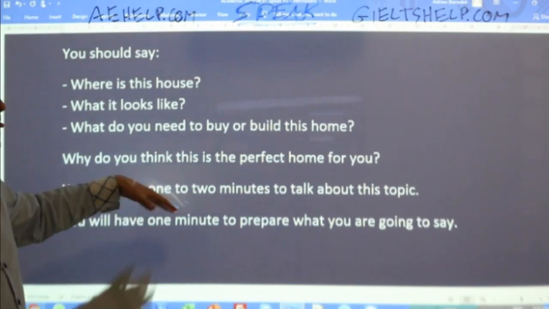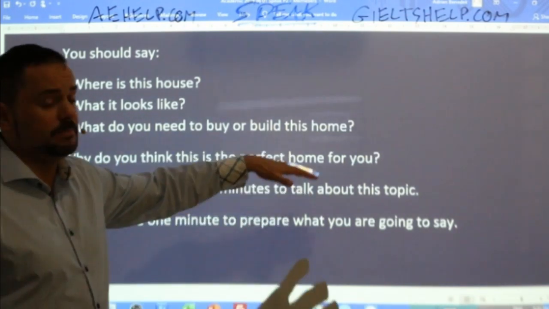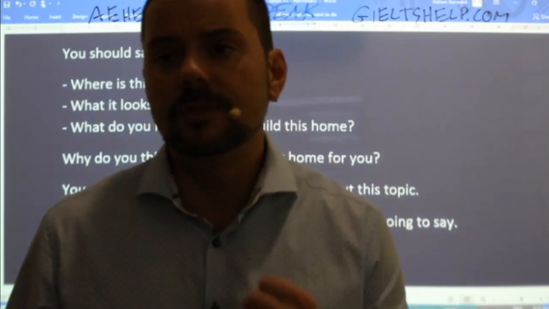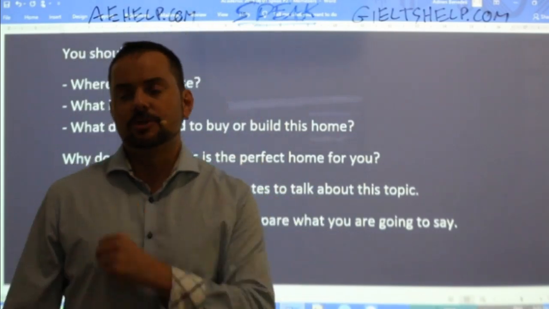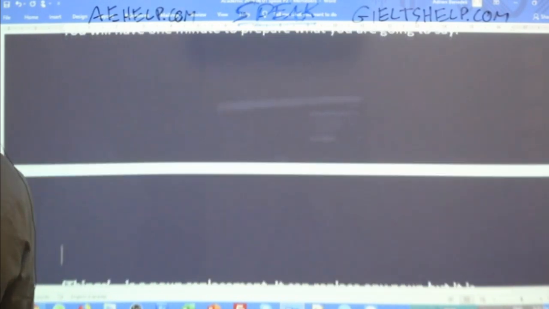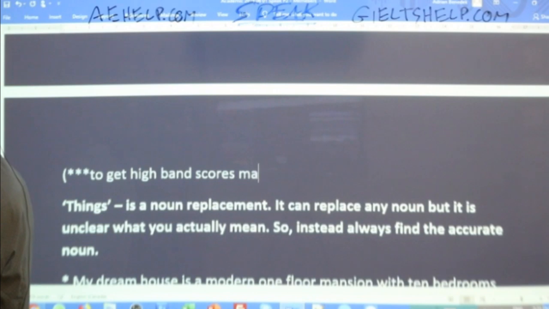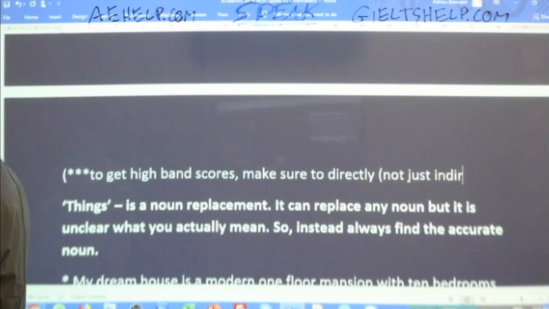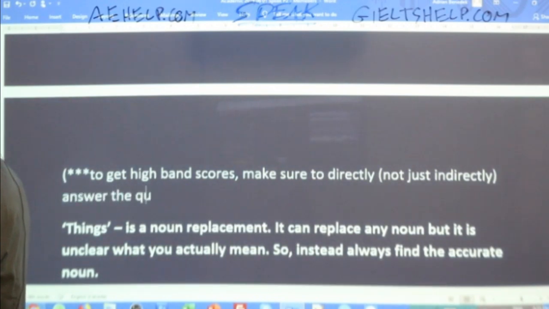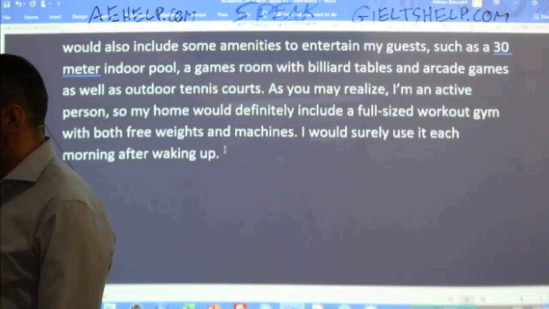So even though we mentioned that I'm a very social person, so I like to have parties, I still didn't say that it's the perfect home for me because. So you need to include that in your answer, okay? And yes, Patricia, you're right. You need to look at the card and you need to answer directly, okay? So I'll make a point for that for you. So to get high band scores, make sure to directly, not just indirectly, answer the questions on the card. Okay, it's really important. So that's what you need to do here, all right?